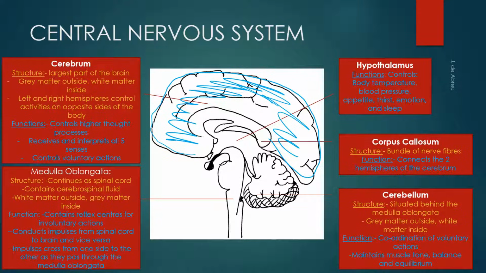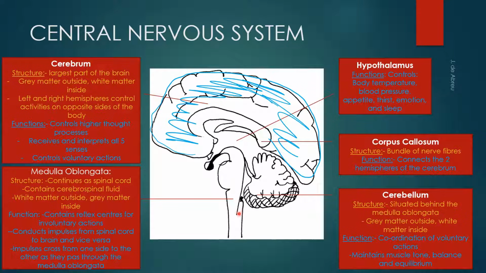The left and right hemispheres control the activities on the opposite sides of the body, and this crossing over takes place in the medulla oblongata. So here in the medulla oblongata is where the crossing over takes place. So it will cross over. The right side of the body will be controlled by the left hemisphere of the brain, and the left side of the body will be controlled by the right side of the brain.